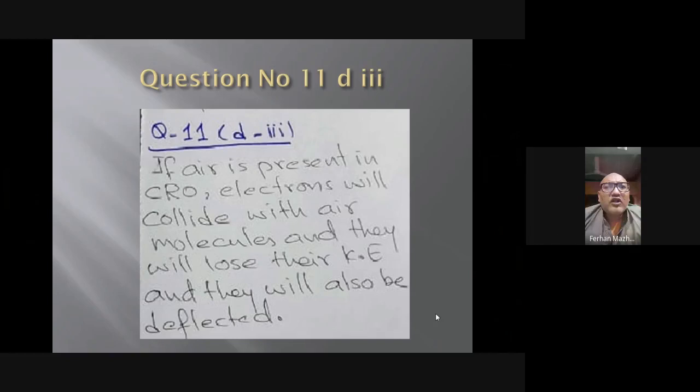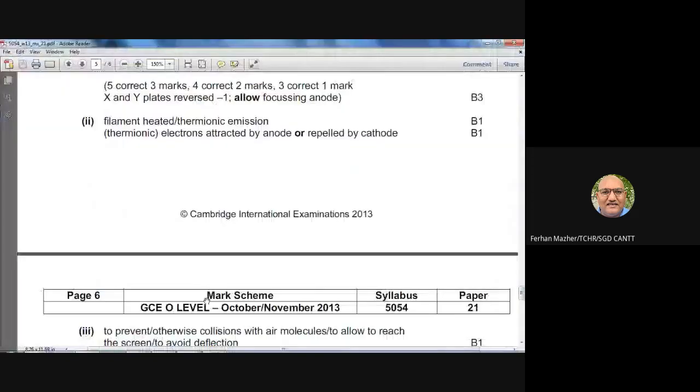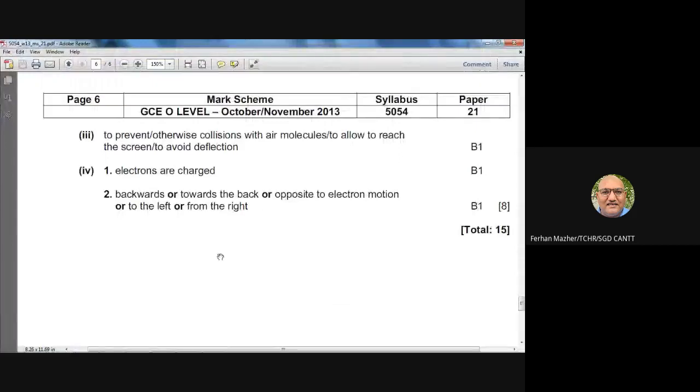So hopefully you understand what I'm saying. Let me show you the marking scheme. What the marking scheme says: to prevent collisions with the air molecules, to allow electrons to reach the screen, to avoid deflection. So hope you have understood this.